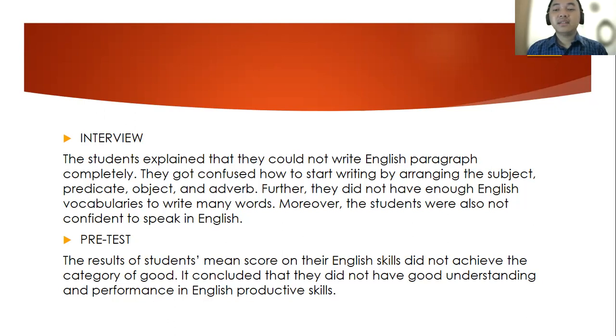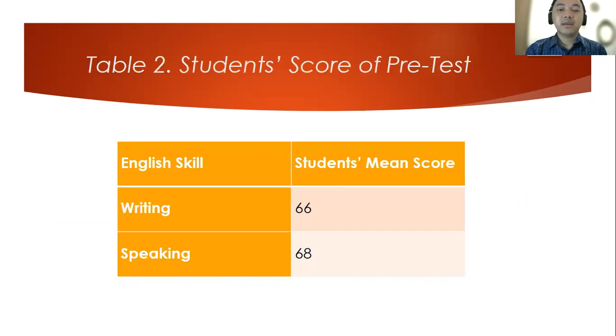After collecting the data from observation, questionnaire, and interview, I conducted a pre-test with the students. The result of the students' mean score on their English skills did not achieve the category of good. It concluded that they did not have good understanding and performance in using English productive skills. So let's see the students' pre-test scores here. For writing, the students' mean score was 66. Meanwhile, the students' mean score in speaking skill was 68.